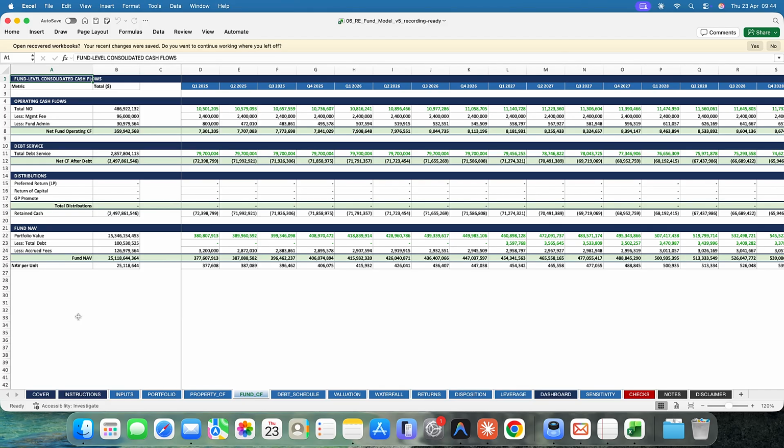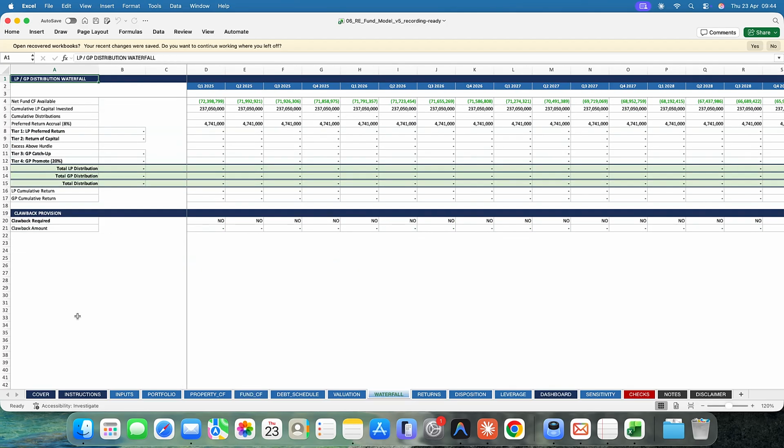Then the waterfall. Return of capital first. Preferred return to LPs, the hurdle you've structured. GP catch-up. Carried interest split. Every tier, every quarter, cumulative through wind-down. This is the tab that determines what the GP actually earns versus what LPs receive. And it's the tab prospective investors spend the most time on.